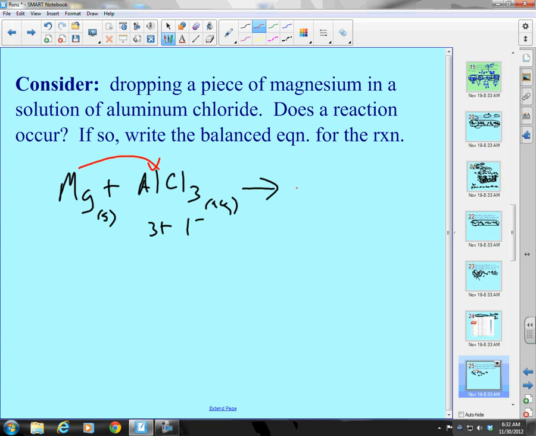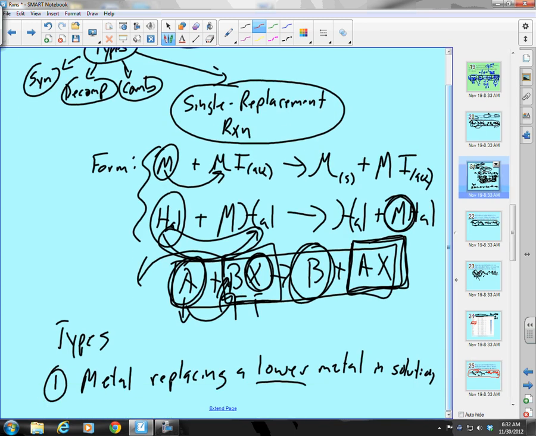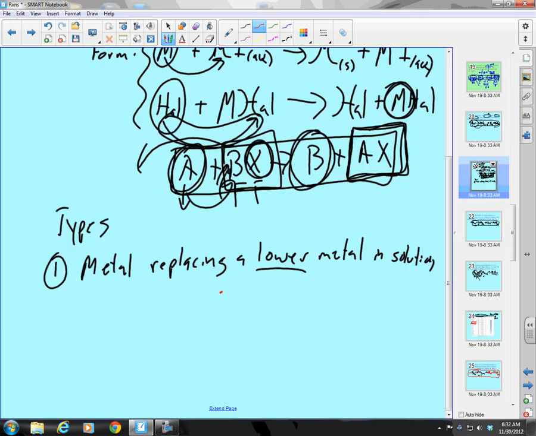And what am I going to make then? Aluminum solid plus magnesium chloride, and I have to balance this. Okay, it looks like I need maybe 3 of these, which means I need 3 of these, and I need 2 of these, and 2 of those. There we go. So if we go back to our notes, we want to put a little star here, right? A metal replaces a lower metal, and how do we know if they're lower or not? We use the activity series.